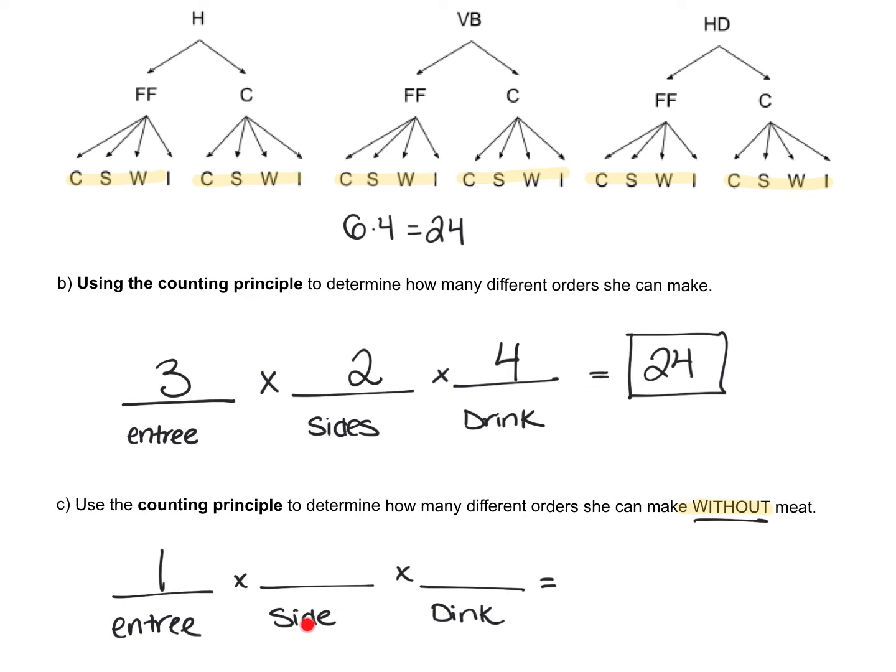How many side options do I have that don't contain meat? Well, French fries and chips both don't contain any meat, so I still have those 2 possibilities there. And for the drinks, Coke, Sprite, water, iced tea, all of those still do not include meat, so I can include all of those as well. So now if we multiply 1 times 2 times 4, that will actually give me 8 possibilities. So this just goes to show you that if you take away a couple of your possibilities in either of the drink, the entree, or the sides, it's going to significantly reduce the number of options that you actually have. All right, let's move on to the next page.